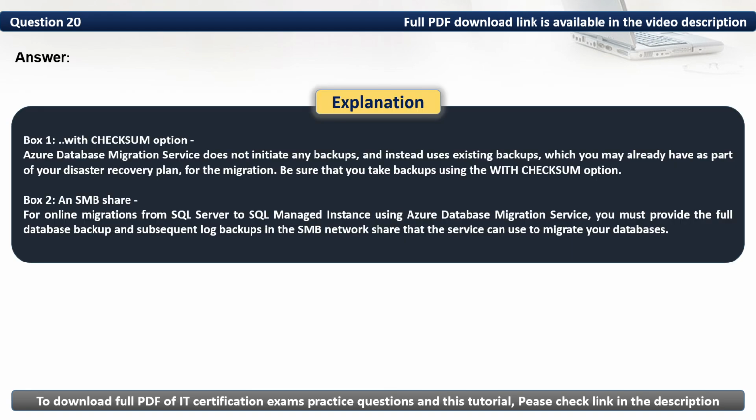About the options, box 1: Azure Database Migration Service does not initiate any backups and instead uses existing backups which you may already have as part of your disaster recovery plan for the migration. Be sure that you take backups using the WITH CHECKSUM option. About box 2: for online migrations from SQL Server to SQL managed instance using Azure Database Migration Service, you must provide the full database backup and subsequent log backups in the SMB network share that the service can use to migrate your database.